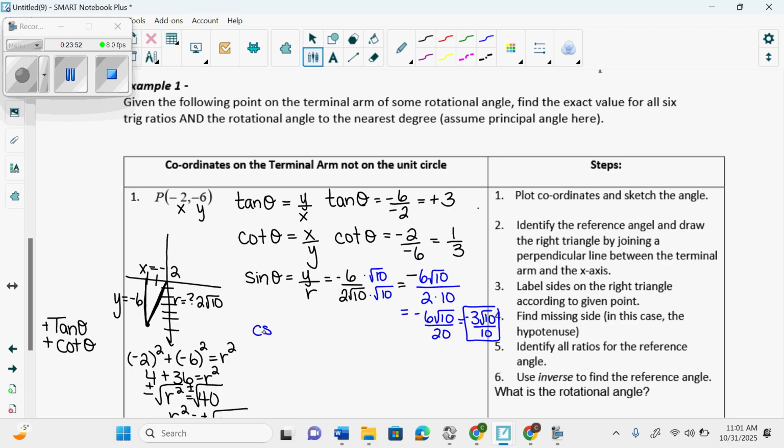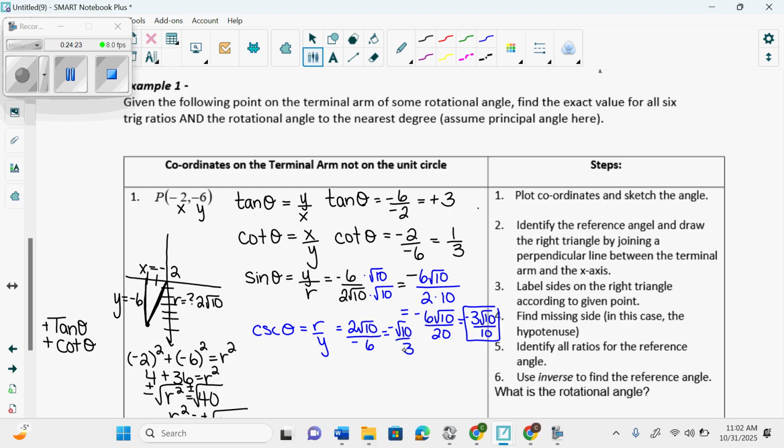If I just do cosecant theta, sine is y over r, cosecant is r over y. So I'm going to get 2 root 10 over negative 6. Then I just reduce it. So I get negative root 10 over 3. So you could take the answer, flip it, and then rationalize it, and then reduce it. It would take you a lot more steps. Or you can just take the reciprocal, which is r over y.